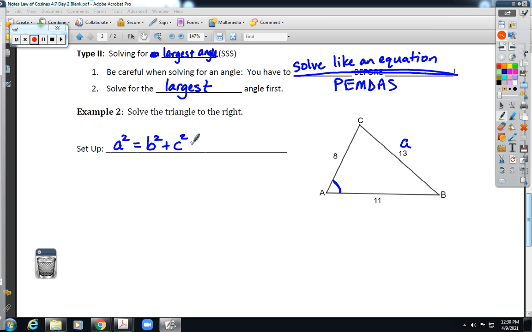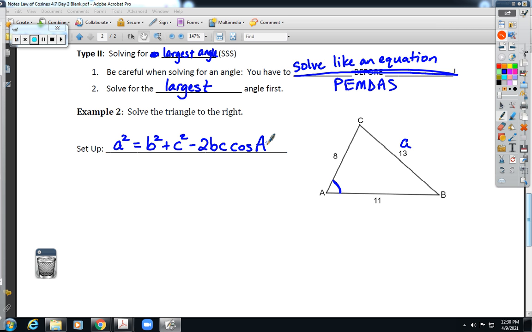All right, so we're doing the largest angle. We need to solve it like an equation. Got to use PEMDAS. And since we're finding angle A, we're going to use a squared equals b squared plus c squared minus 2bc cosine of angle A. So same idea. We plug in everything that we know.